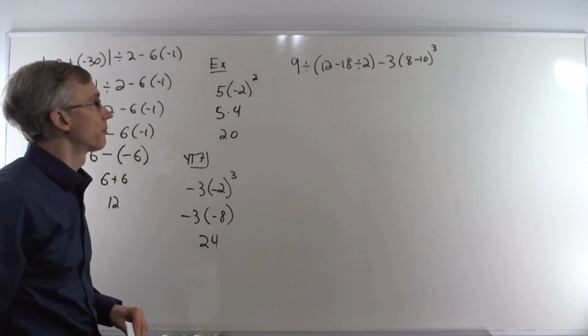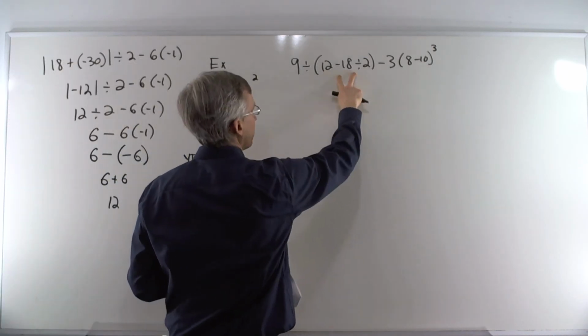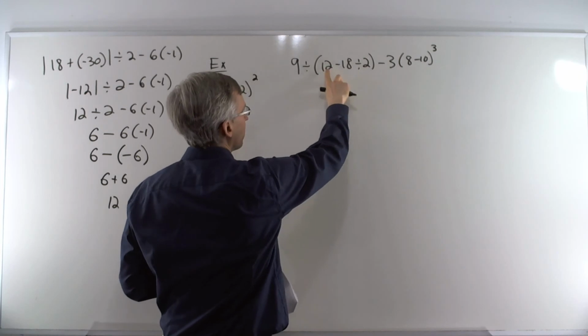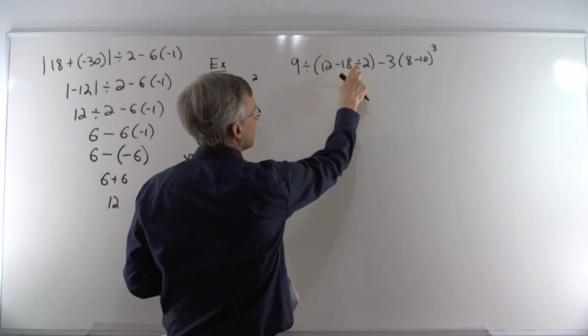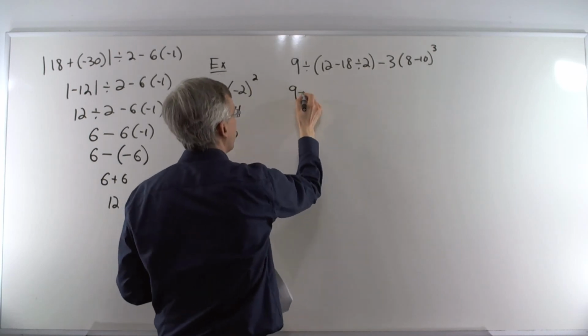So start within the grouping symbols. Now within this grouping symbol, I'm going to apply the order of operations agreement. Right? We've got subtraction and division. We're going to start with the division. Everything else comes down unchanged.